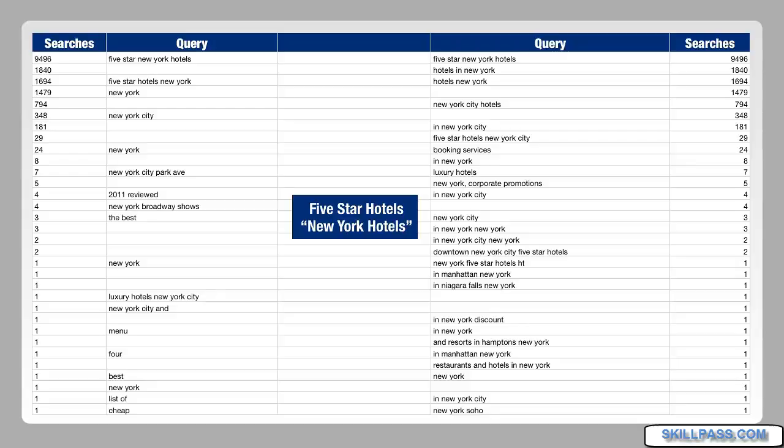Prior to New York hotels, we see 5-star, reviewed, the best, luxury, menu, the best. So we can get a sense of now how people construct their keyword phrase. So even if we don't have keywords that fully describe the content that we might have on a page, we can use this pattern and apply the pattern into our keyword optimization.